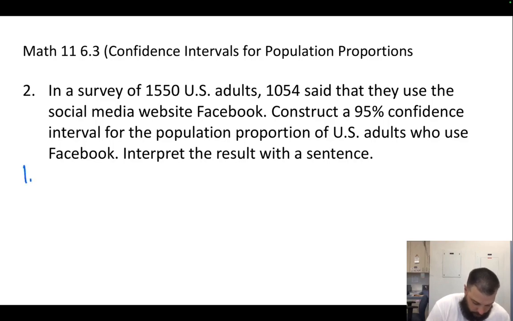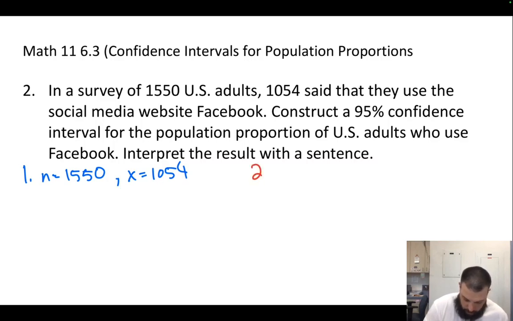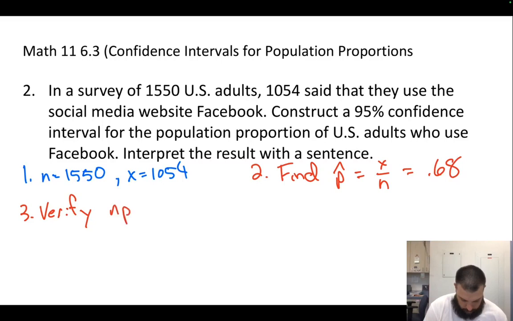So step 1, n is 1,550, x is 1,054. Step 2, we want to find p hat, x over n, which we already previously found to be 0.68. Step 3, we want to verify n p hat is greater than or equal to 5 and n q hat is greater than or equal to 5.